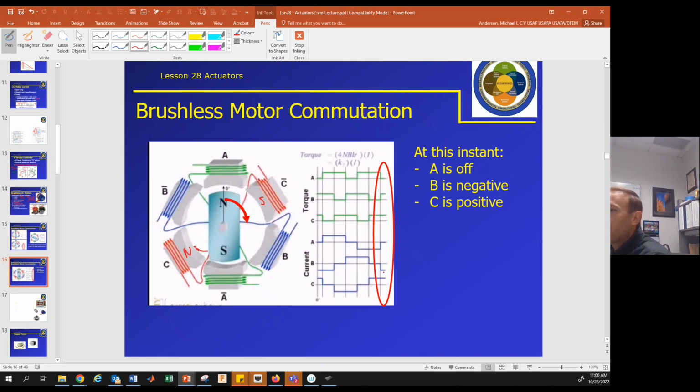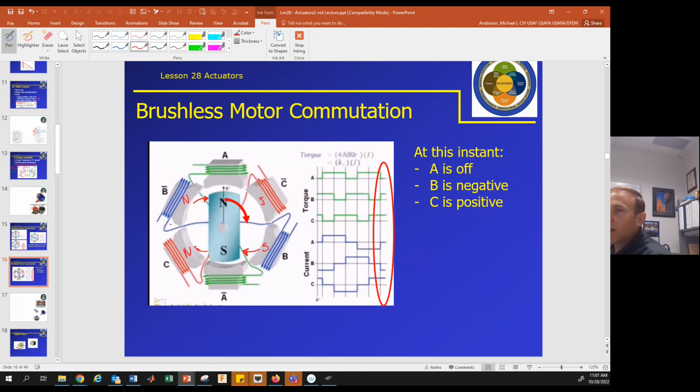And then what's going on in B? B is negative. Negative is going to put a north pole here and a south pole here. What that does is it pushes the rotor away, because this north pole is repelled by this north pole, and this south pole is repelled by that south pole. So that pushes it away. Okay, so in this arrangement, both B and C are applying torque to the rotor. And so that makes it a little bit more efficient.